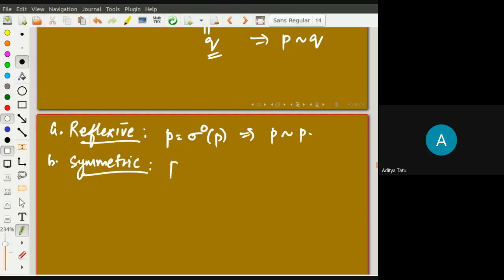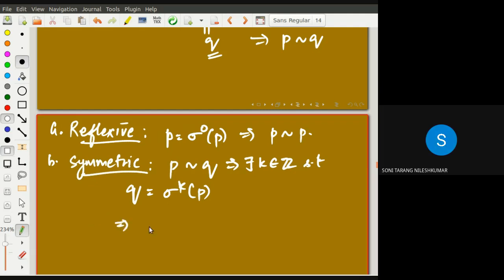How do we show that it is symmetric? Let's say P and Q are related. What does that mean? P is equal to sigma raised to K of Q, where there exists a K in Z. Then Q is equal to sigma to the power K of P. Then P is sigma raised to minus K of Q, right? And minus K belongs to Z. Therefore, P is related to Q implies Q is related to P.